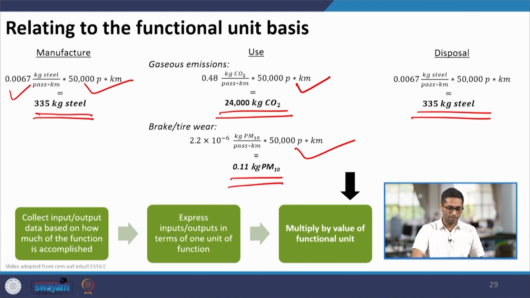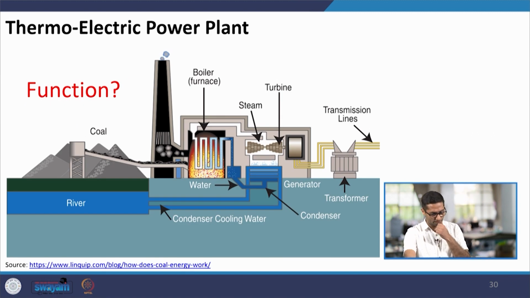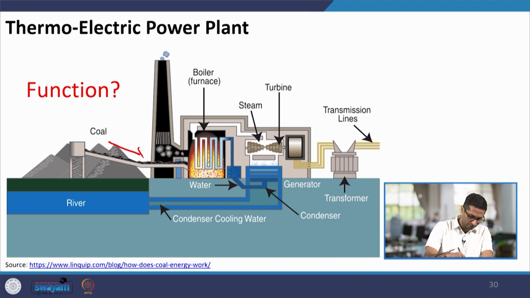Let us also try to understand these aspects with the help of another example. Suppose we take into account a typical thermal based power plant. So, what is the function of this power plant? It is basically the production of electricity. So, what does this plant do? We would have the coal going in, and the coal is used for burning, or the coal is combusted.